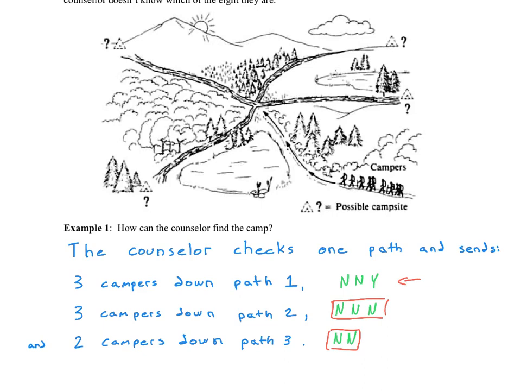Let's look at one more scenario. Let's say everyone said no. In this case, you can trust what's said on path 1 and path 2, because we can't have 3 liars. So it's not down path 1 or 2, so it must be down path 3.